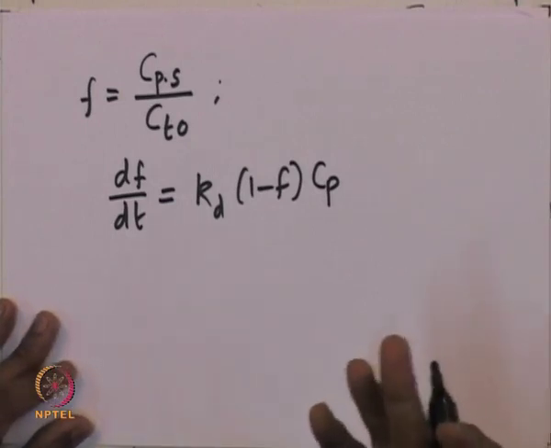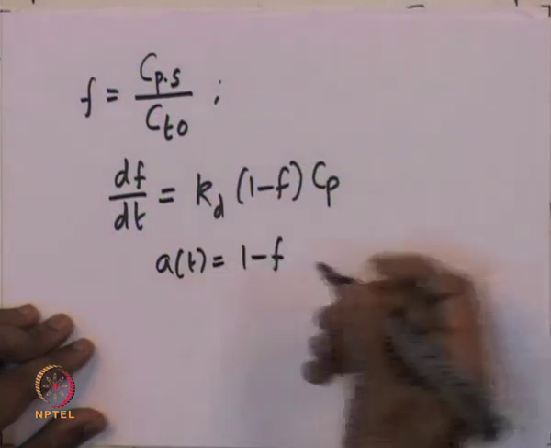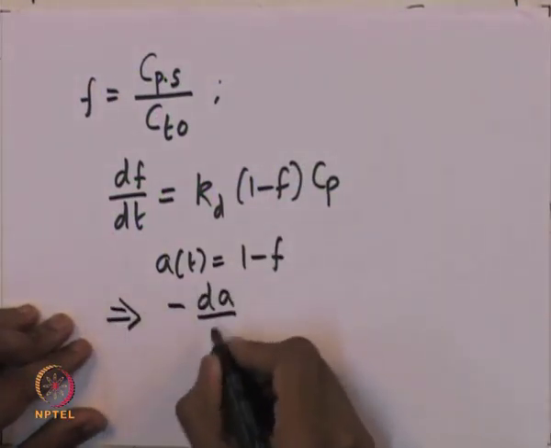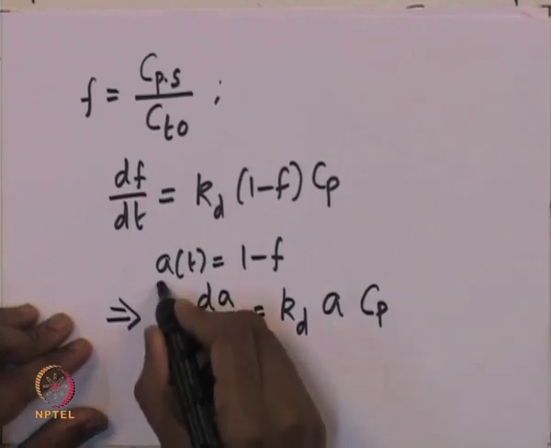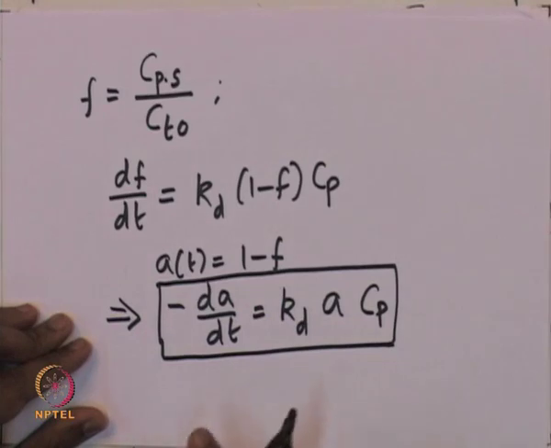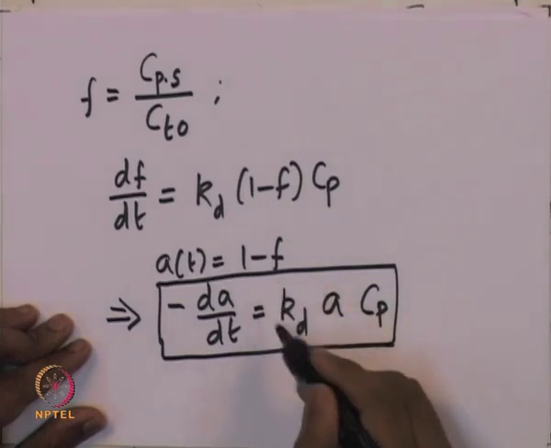Now, by definition, the activity of the catalyst is essentially the ratio of the reaction rate at a particular time when the catalyst is used up to a certain time divided by the reaction rate as if it were a fresh catalyst, that is when the catalyst is unused, which is exactly equal to 1 minus f. So, therefore, the activity of the catalyst a(t) equals 1 minus f, and so we can rewrite this equation as minus da by dt equal to k_d into a into C_P. So this equation captures the activity of the catalyst as a function of the gas phase concentration of the poison and the dependence on the decay rate constant.